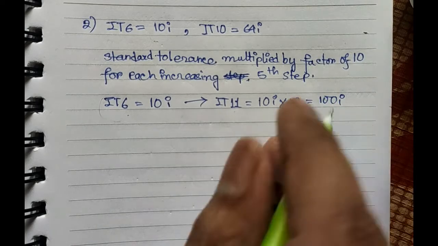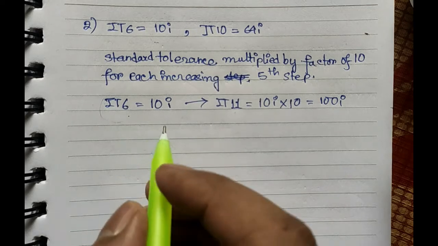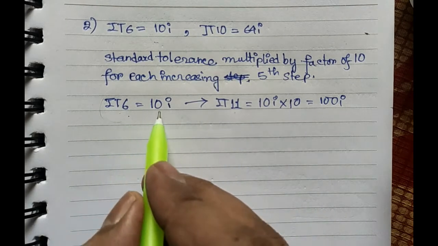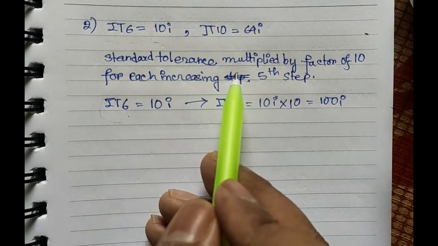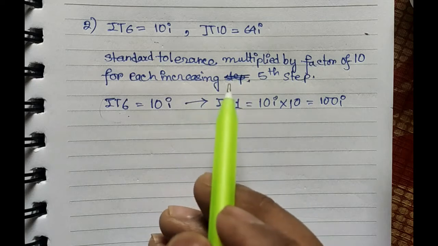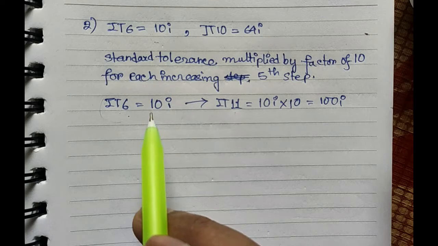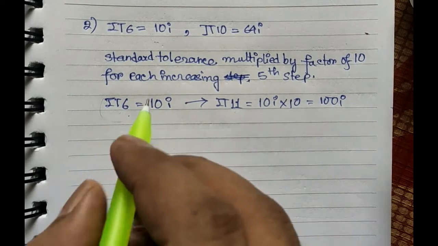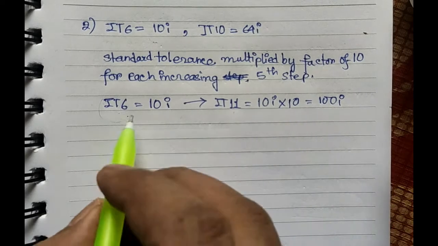Now there is a certain rule, and this rule is basically based on the R series. What is the R series? I will tell that later. You must understand that when the standard tolerance is increased by 5 steps, the value of the standard tolerance will be multiplied by 10. So since IT6 is 10i, IT11 will be 10i into 10, that is 100i.